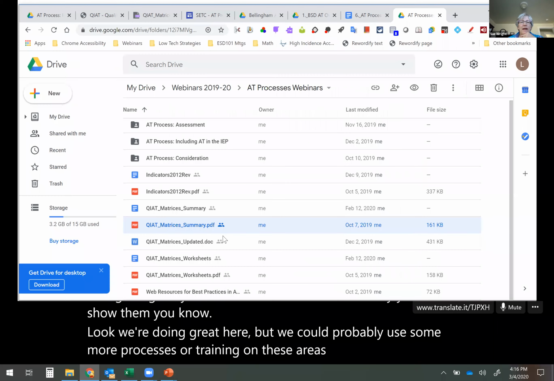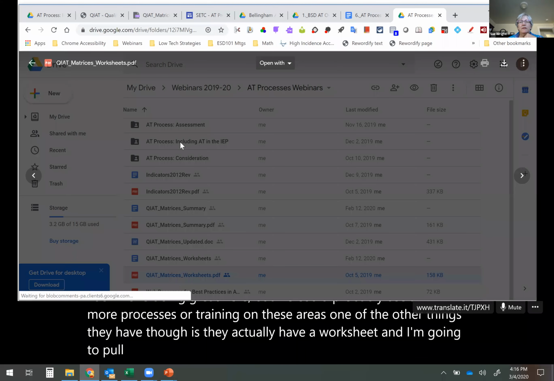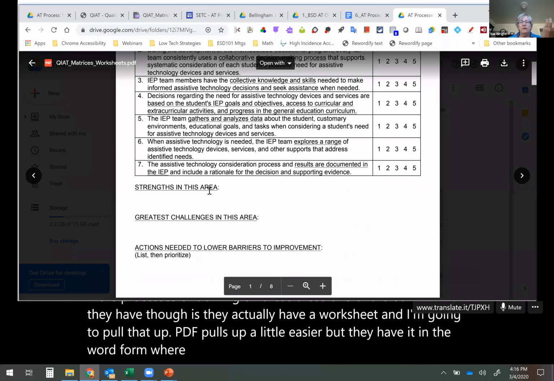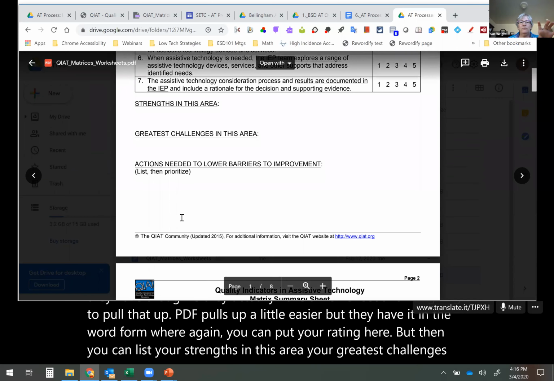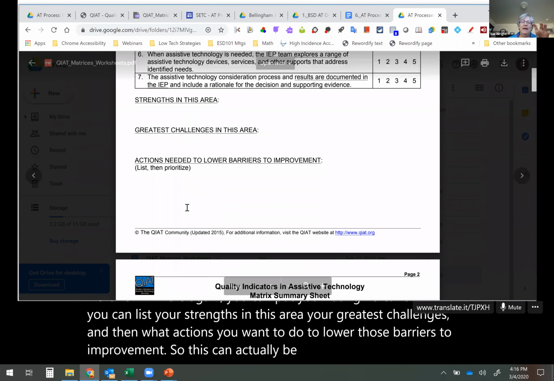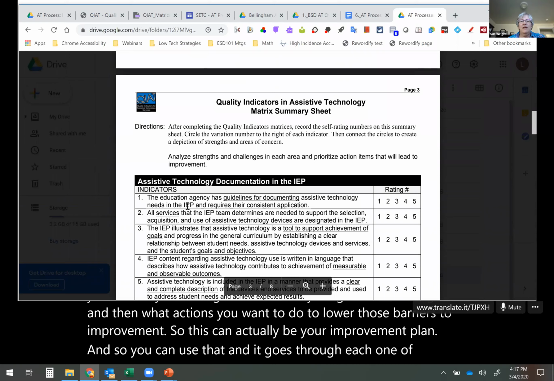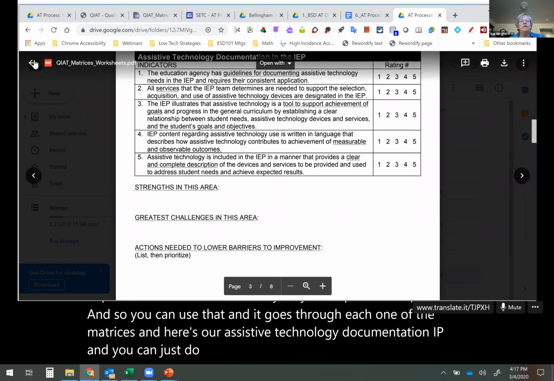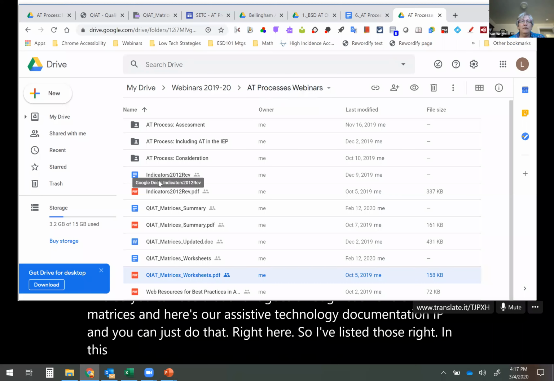One of the other things they have is a worksheet. I'm going to pull that up. The PDF pulls up a little easier, but they have it in the Word form, where again you can put your rating here, but then you can list your strengths in this area, your greatest challenges, and then what actions you want to do to lower those barriers to improvement. So this can actually be your improvement plan. You can use that, and it goes through each one of the matrices. And here's our assistive technology documentation IEP, and you can just do that right here. So I've listed those right in this AT Processes webinar folder that you had the link to.